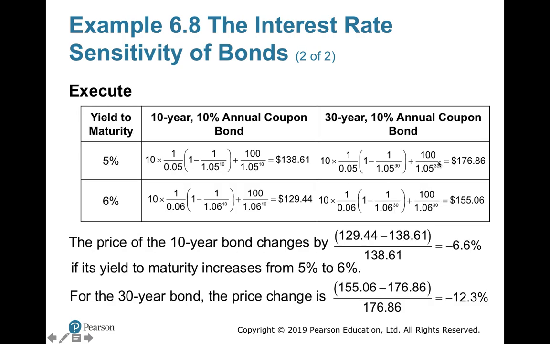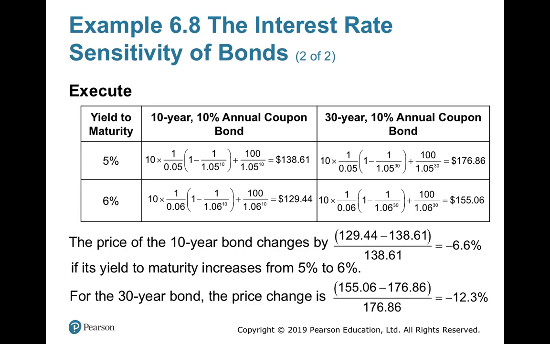Let us see. As per the formula, the yield to maturity is 5%. We can see the pricing for the 10-year bond and for the 30-year bond: 138.61 and 176.86. Now yield to maturity became 6%. Once YTM increases, price decreases. So the 10-year bond price reduced to 129.44, but the 30-year bond price reduced to 155.06.